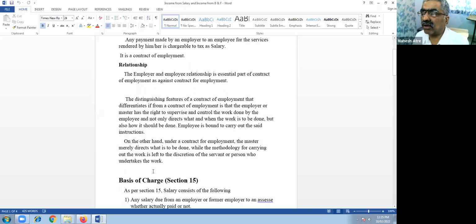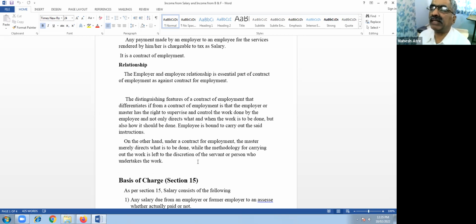On the other hand, please try to understand, in a contract for employment, it is very important, contract for employment, the master merely directs what is to be done, while the methodology for carrying out the work is left to the discretion of the servant or person who undertakes the work.